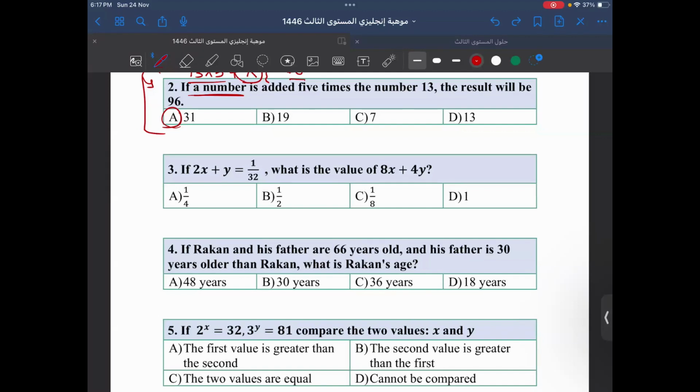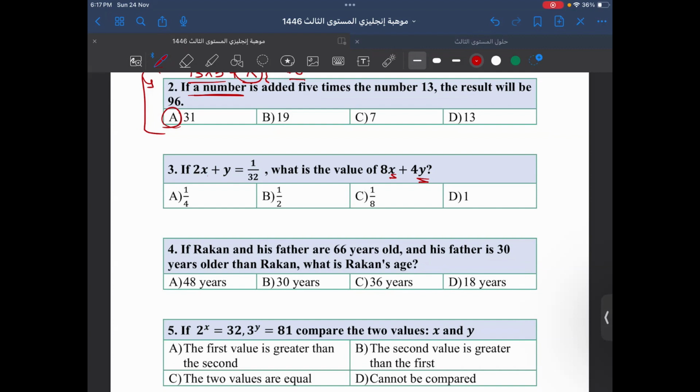So no problem. Let's see. Normally what we would think of is that we need to find the value of x and the value of y, right? So that's the first thing that comes to mind. But here, since it's a question that's mainly about strategies, we're gonna see a strategy that makes it easier for us.